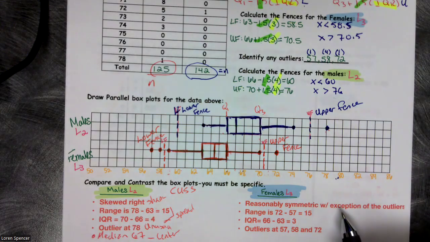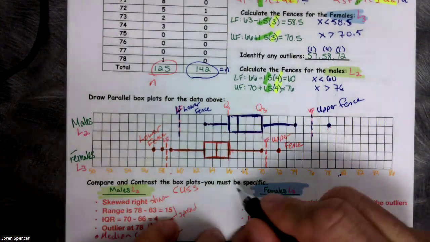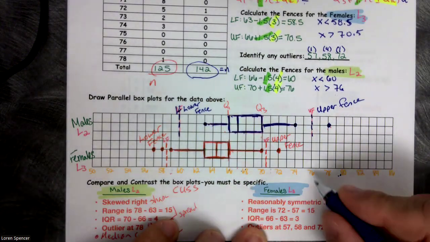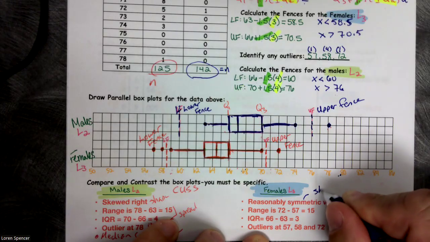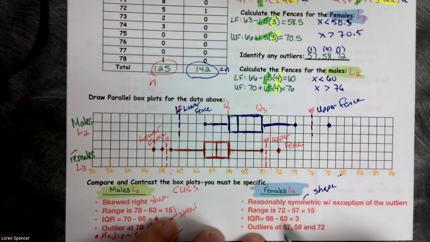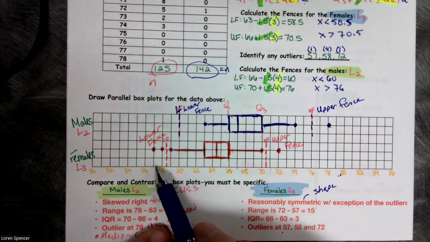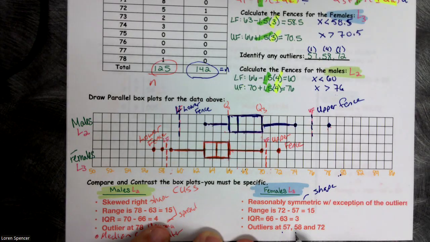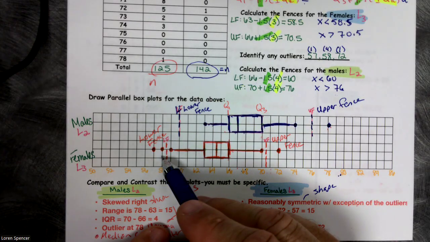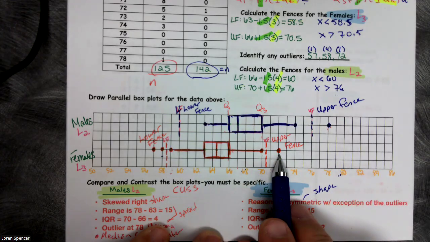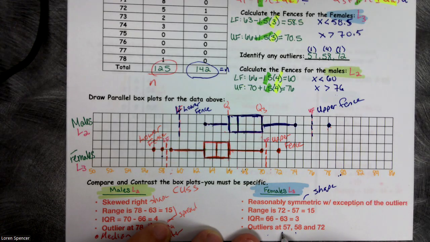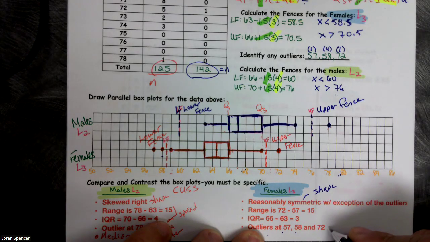Now there are two outliers, and we just said that there are. Now this right here addresses our shape. And since we mentioned the outliers, let's talk about them. We have an outlier at 57. We have an outlier at 58 because it's below the fence and not connected. And we have an outlier at 72. So this is our unusual.